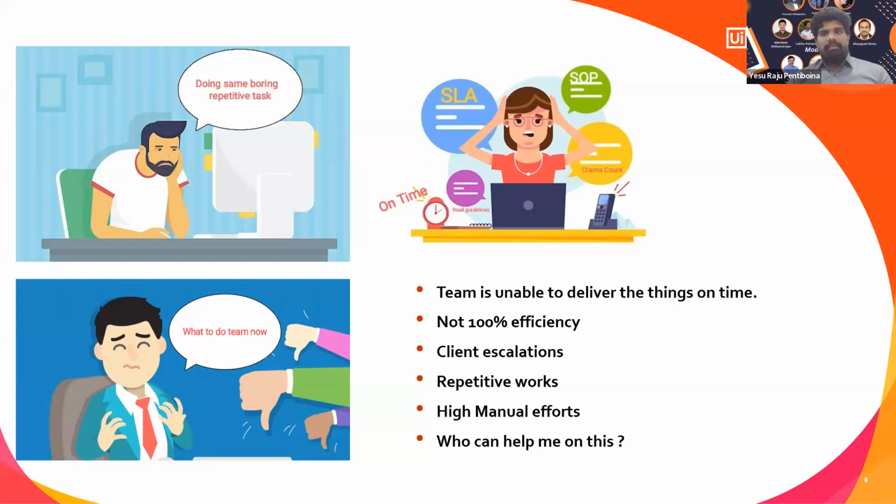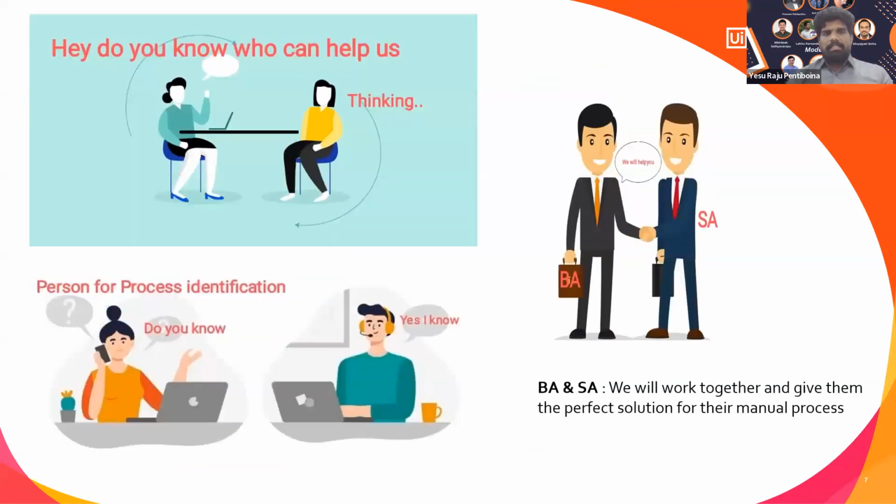So the team wants to get out of this situation, and they don't know what to do. An initial discussion is happening within the team about who can help in this particular situation. One of the team members said, I know some persons who can help us. And here comes the BA and SA.